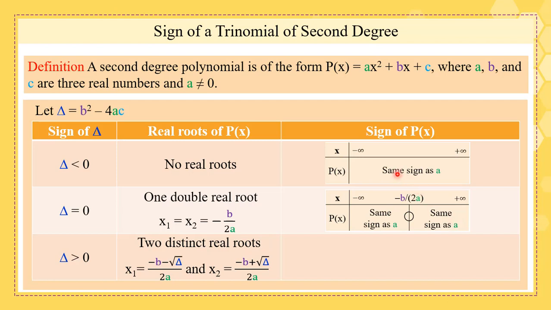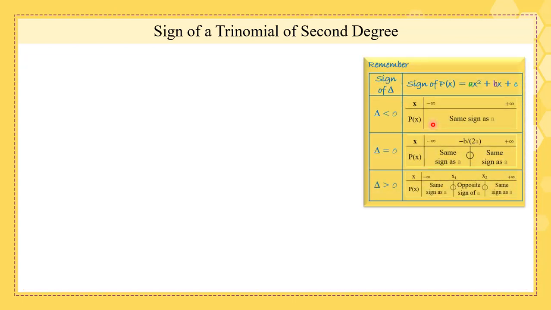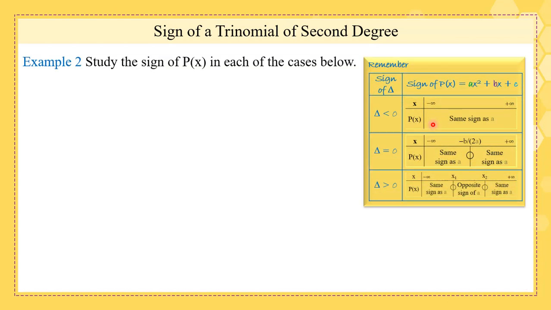Till now, dear students, we have three same signs. Now, in case we have two distinct real roots, we're going to have two roots here. And to fill in the signs, we use same, opposite, same. So you see in this case, we have same, but we just have an exception here, which is the opposite. And this exception happens in case delta is positive.